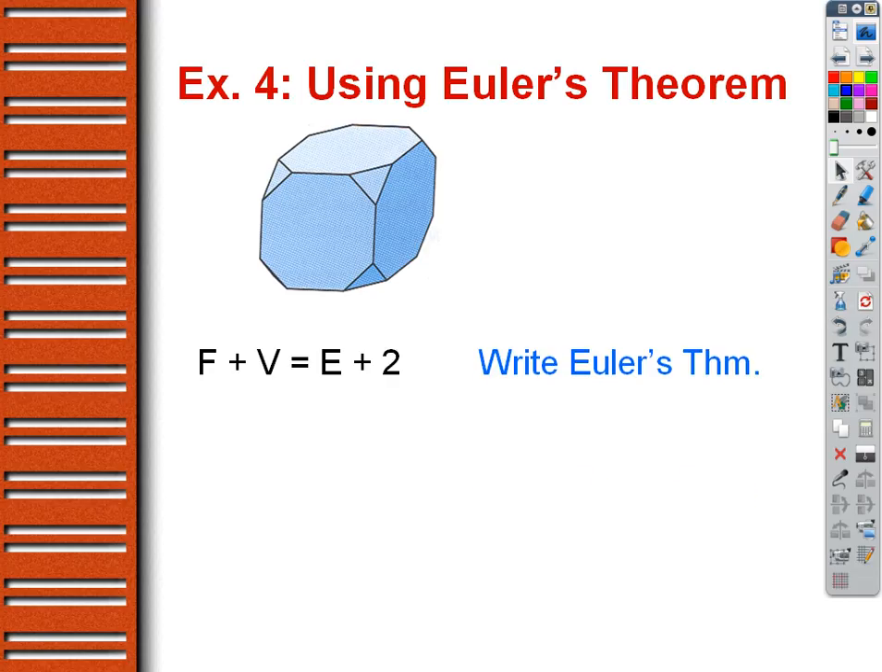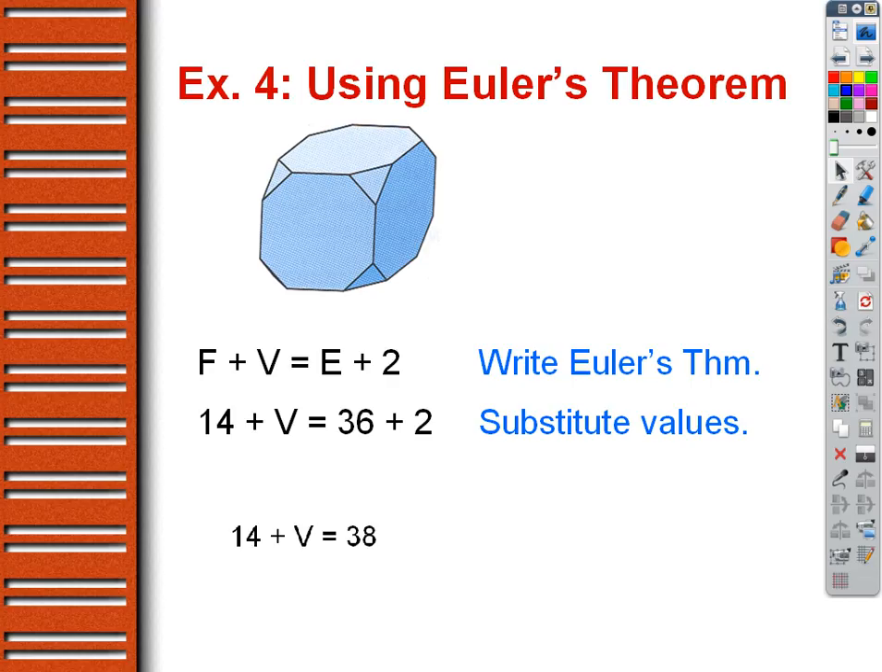There's what we just did, right? There's Euler's theorem. Plug in the stuff. And we got it: 24 vertices.